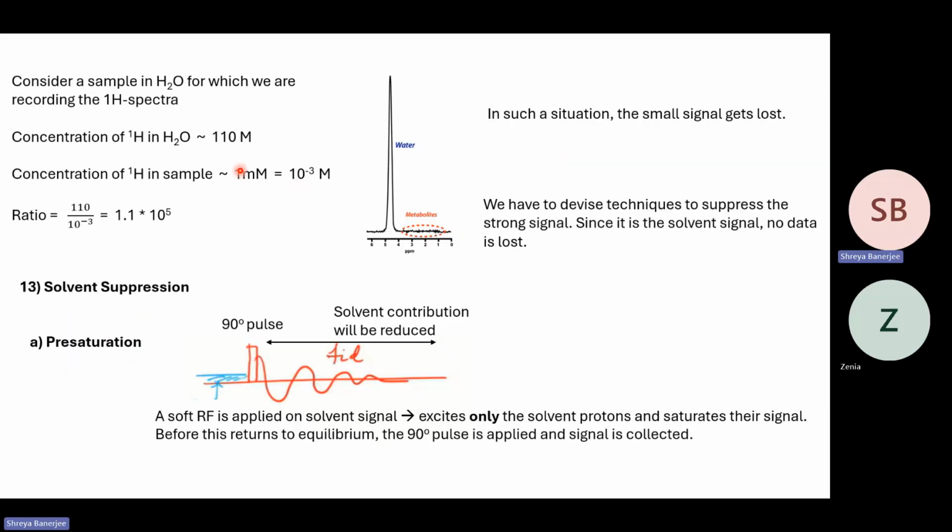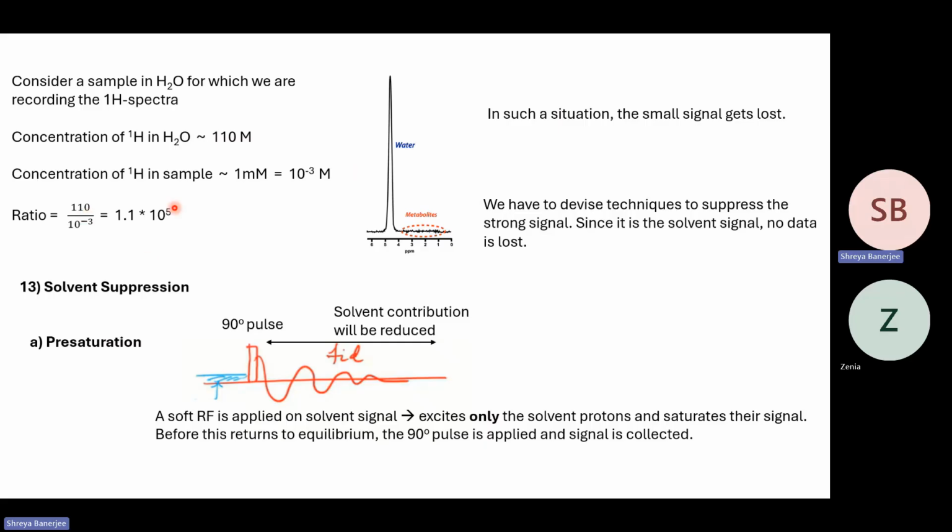Now, there is one problem that we have to address, that is solvent suppression. What is that? Suppose we have a sample in water for which we are recording the 1H spectrum. The concentration of 1H in water is very, very high because every molecule has 2 hydrogens. So if that is 110 molar, then the concentration of 1H in the sample is much lower. It is only like 1 millimolar or 10 to the power minus 3 molar.